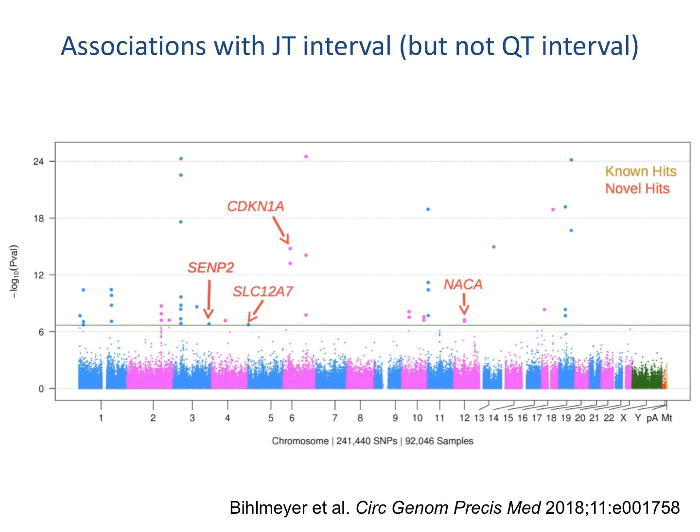Here are the genes or loci associated with the JT interval, but not the QT interval. There were no prior loci linked only to the JT interval. This study found 4 novel genes or loci, indicated in red.